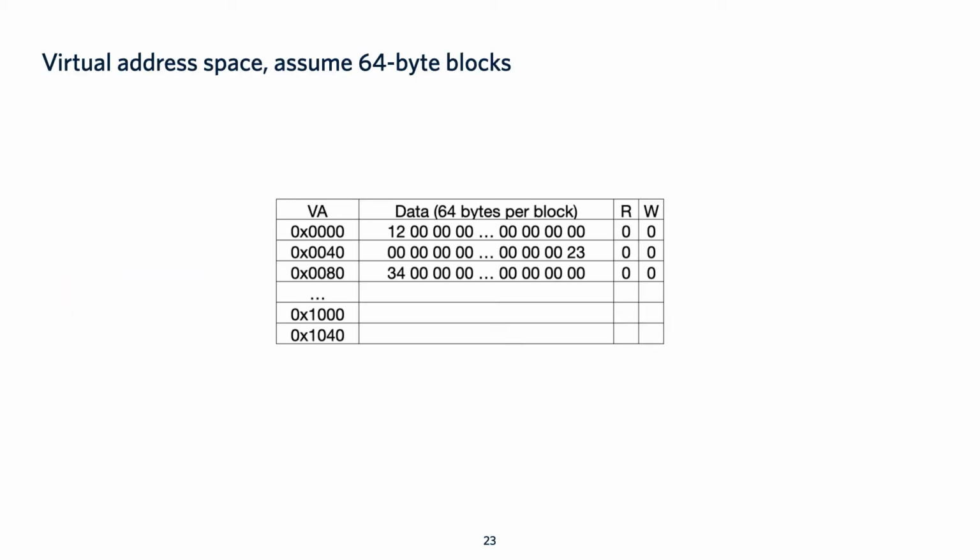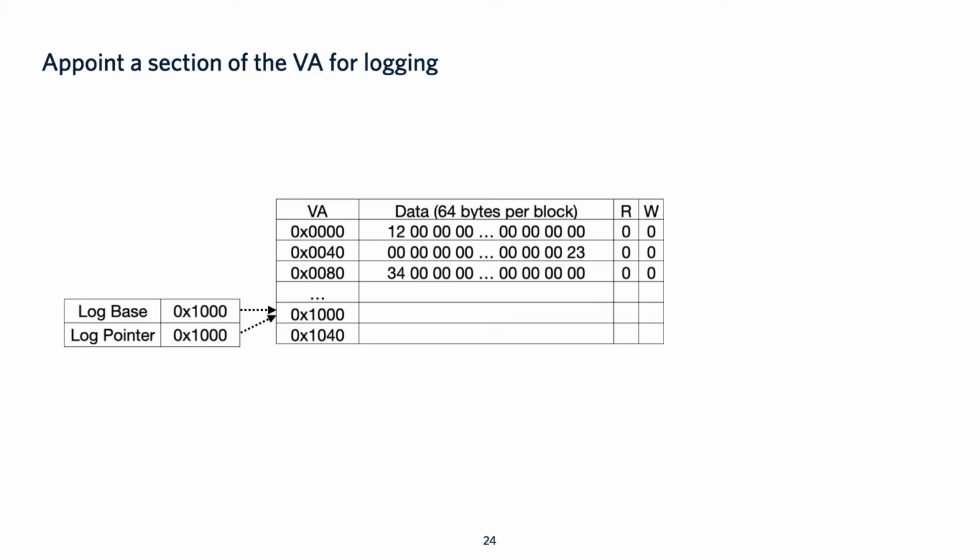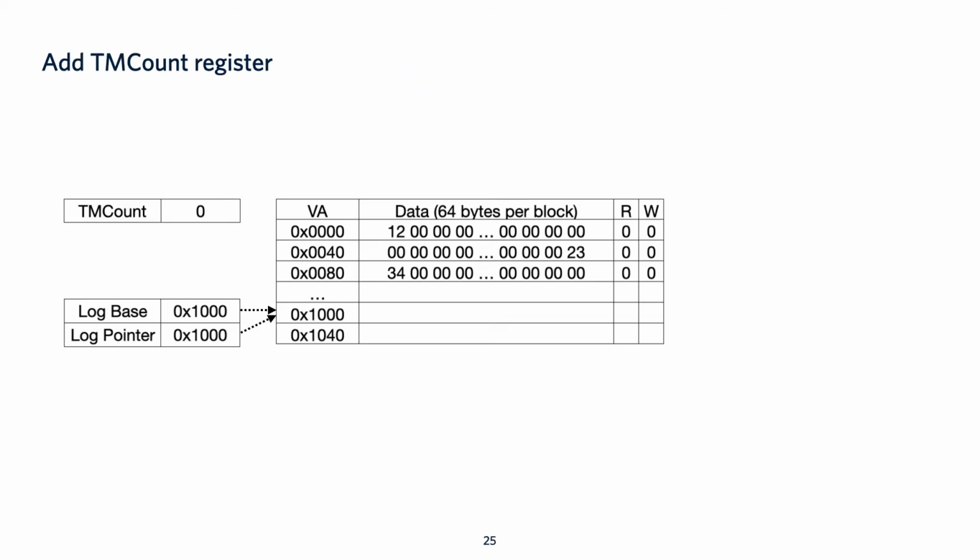So let's do an example. Here we have an example that is kind of copied from the paper, but we can follow along step by step. So consider a virtual address space, and we assume 64 byte blocks. And we have 12, 23, and 34 in these areas. And also let's consider the log base, the log pointer, and the TM count register.